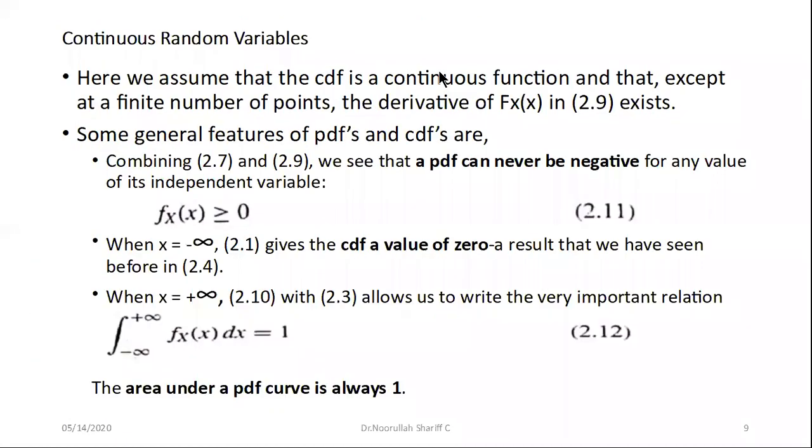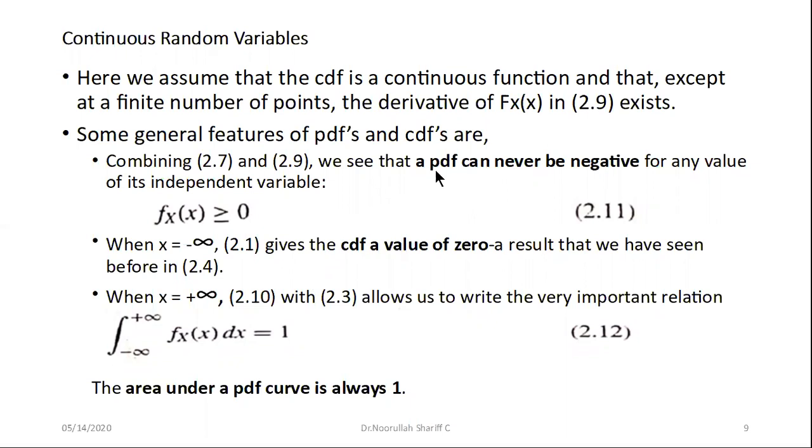So then, when x is equal to plus infinity, 2.10 with 2.3 allows us to write that very important relation: the integral from minus infinity to infinity, that is totality, of f_X(x) dx is equal to 1. Whenever we talk about integration for a curve represented by f_X(x), this is the PDF curve. So the area under the PDF curve is always 1.